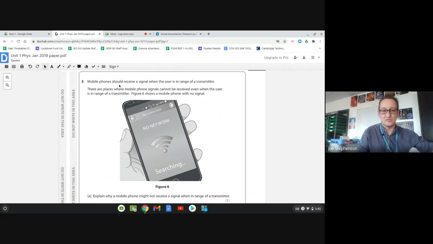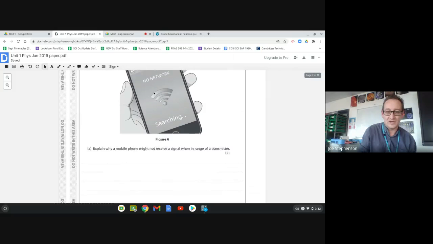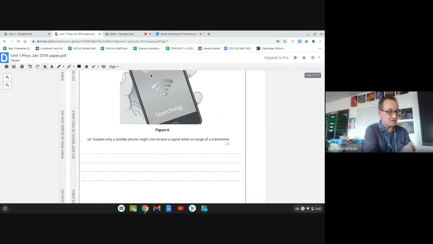Now, mobile phones come up in this next one, and I love how they give you this image of a mobile phone with no network, just in case you've never seen what one of those looks like before. It says here, there are places where mobile phone signals cannot be received when the user is in range of a transmitter. There are a number of different ways you can get the marks on this one, and it is a 2-mark question.